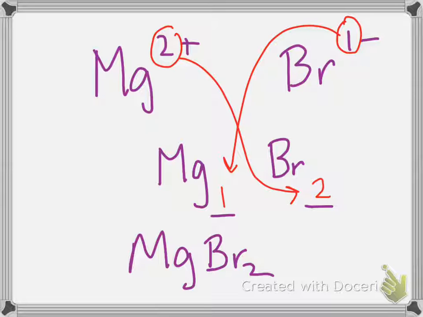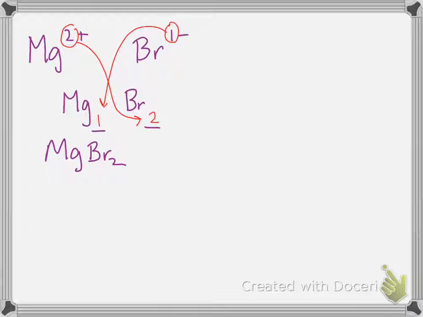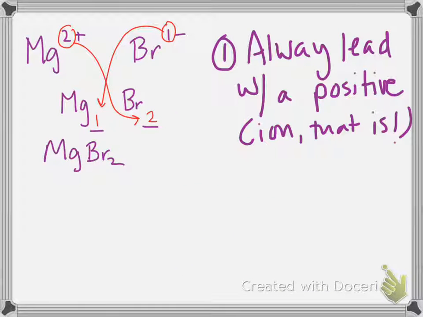A couple of rules about writing ionic compounds. When you are writing a formula for an ionic compound, your cation always goes first. Always lead with the good news, always lead with a positive, however you want to remember that. Your cation must go first. It makes no sense if you have an anion in the first position. So when you're looking at a binary ionic compound, whatever's in the first position is your cation.